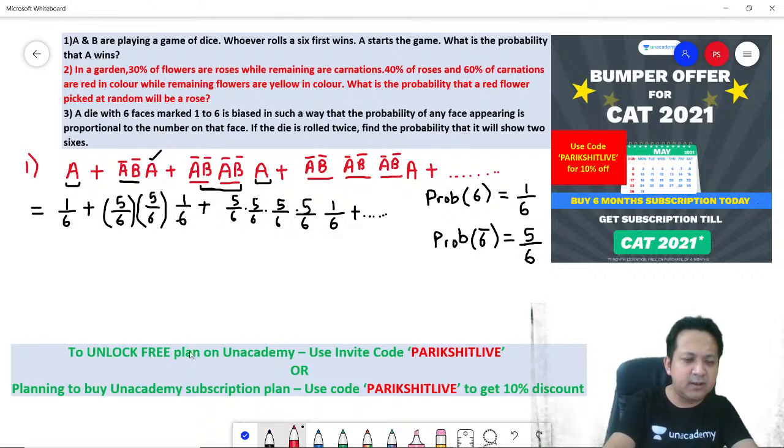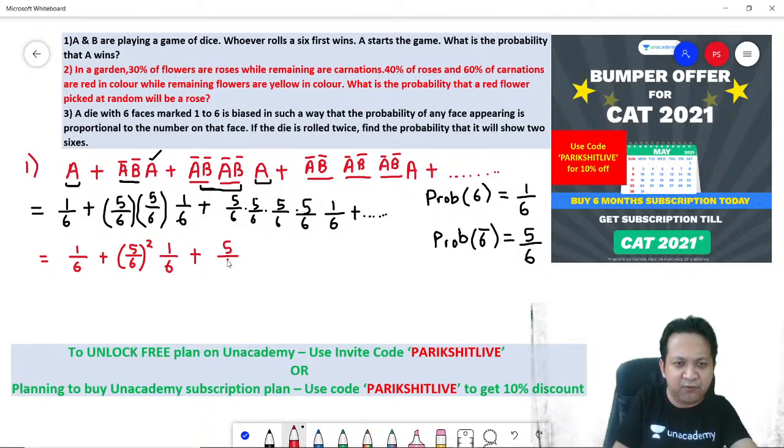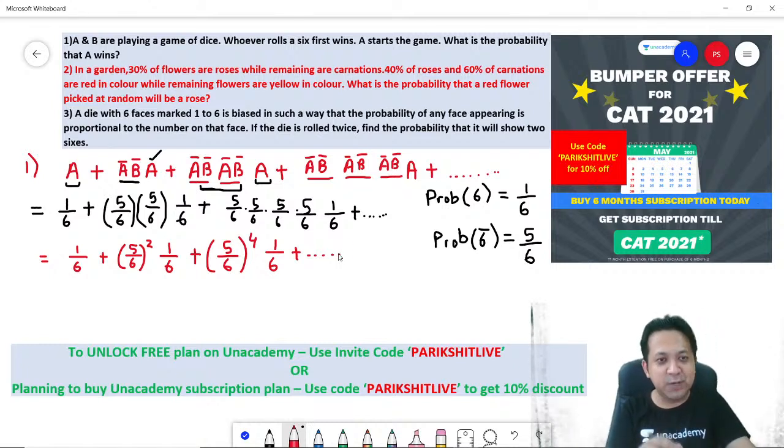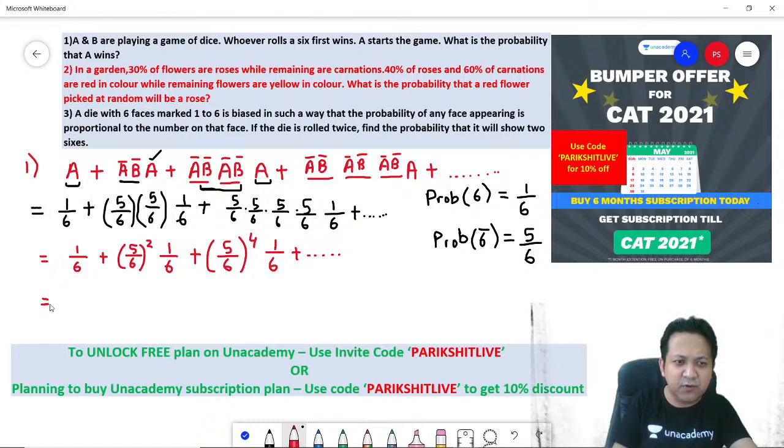So now let's focus on it. Let's solve it. So 1 by 6 plus 5 by 6 whole square into 1 by 6 plus third term, 5 by 6 is there 4 times. 5 by 6 to the power 4, 1 by 6 into 1 by 6 plus dot dot dot. This is an infinite GP if you are able to recall and recollect. If you want, you can take 1 by 6 common to make your calculations easy. So 1 by 6 if you take common, 1 plus 5 by 6 whole square, correct? Plus 5 by 6 to the power 4 plus dot dot dot.